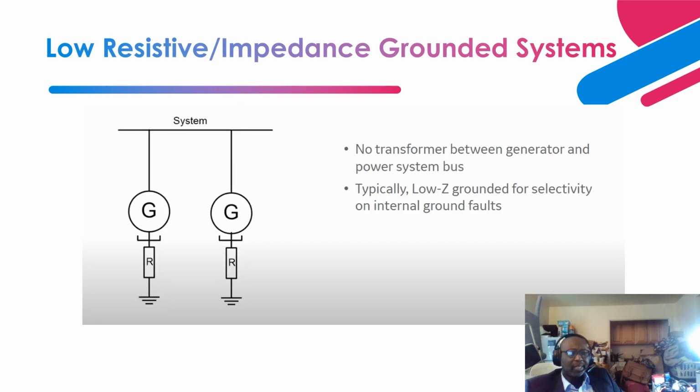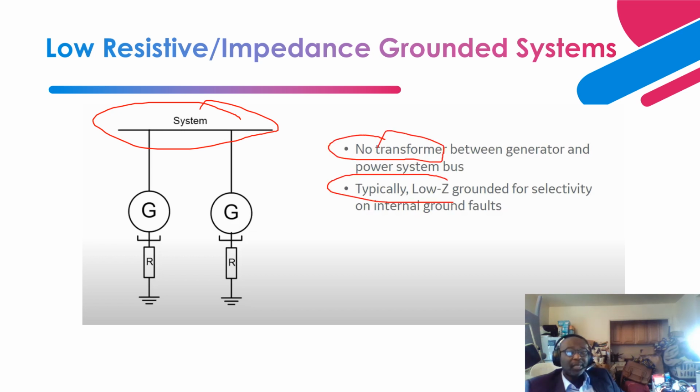Next is a typical setup of low resistance or impedance grounded generators in an industrial facility. As you can see, these are bus connected generators, and there is no transformer. The low impedance grounded scheme is implemented to allow for selectivity, and sometimes a 67N directional ground relay is used to detect the direction of the fault current, so that each generator can be tripped instead of the whole bus.